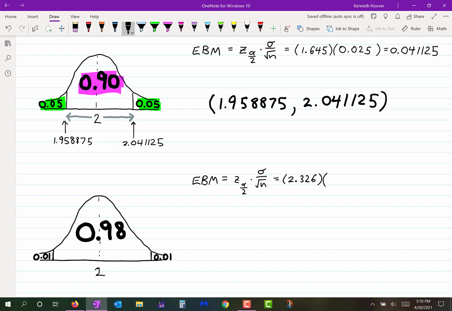Sigma over the square root of n is not changed. It's still the same. So 2.326 times 0.025, what do we get?